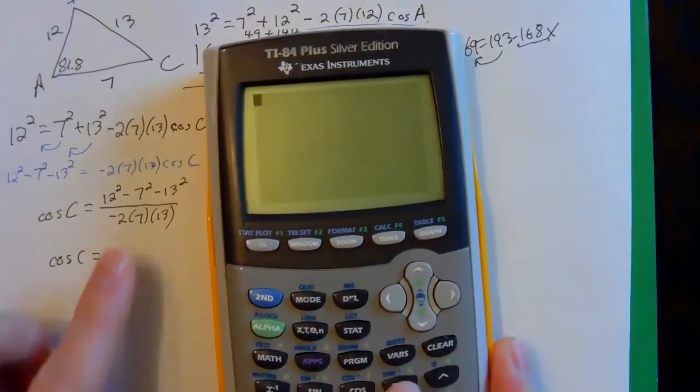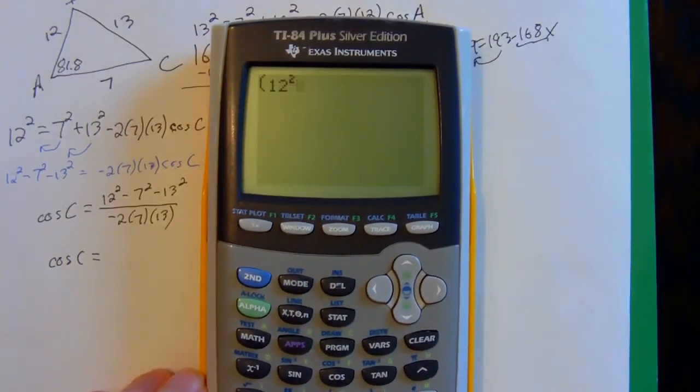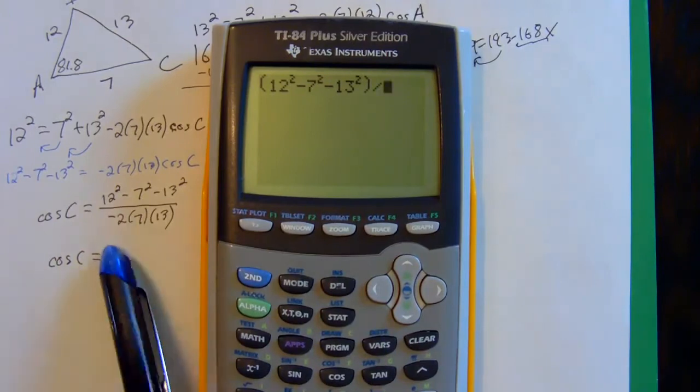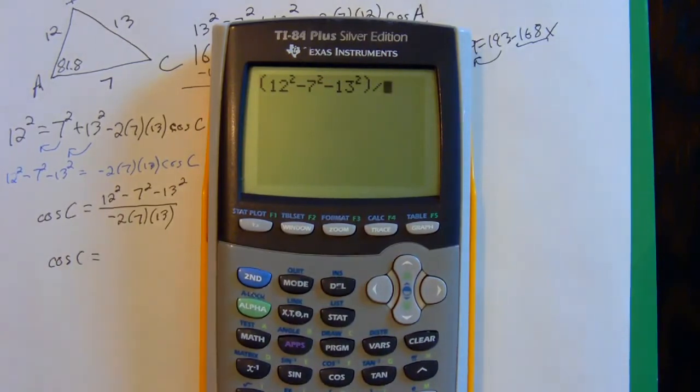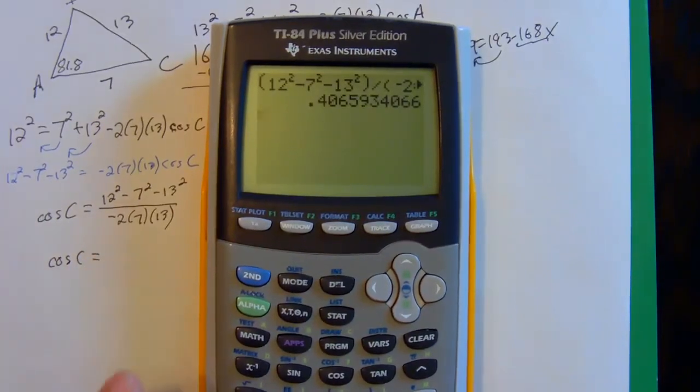If I plug this into the calculator, I'm going to put the top part in parentheses. So I'm going to have parentheses, 12 squared minus 7 squared minus 13 squared. There's my numerator, and then I'm going to divide that. I need to put all of that in parentheses because you don't want to divide by one of the numbers and then hit times and it puts the 7 and the 13 up on top. You need to put your entire denominator in the parentheses. So I'll go -2 times 7 times 13. Boom, there's my whole denominator right there. And notice how you're getting this 0.4065.